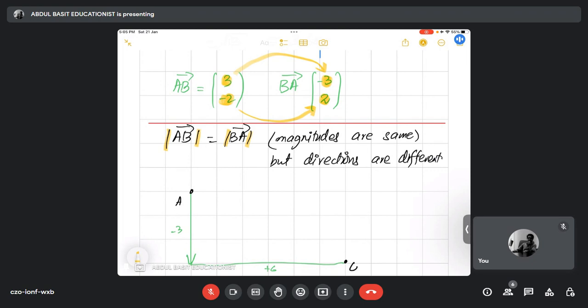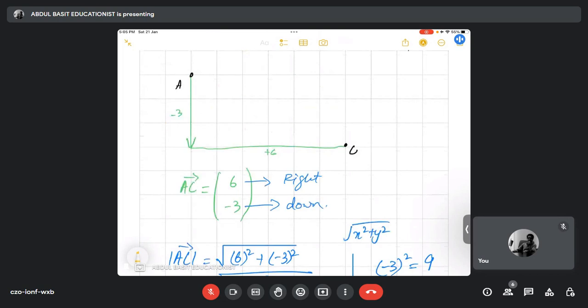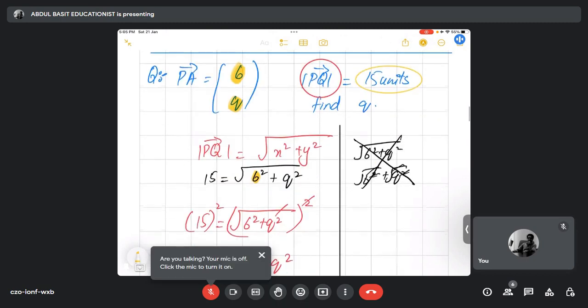Now we studied a vector A to C, where A is that point and C is that point. I want to go to C, so I have to go three steps down, and then take six steps towards the right. So it would be 6 and minus 3, because the minus represents the negative direction, downwards. Is this clear?